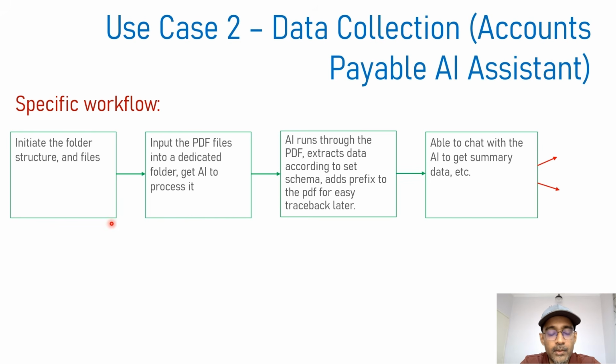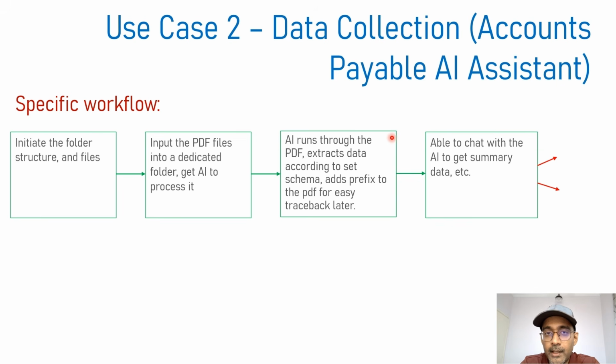Okay, so the workflow is this: AI can initiate again the folder structures and the data schema. Whatever data you want to collect, you can design it, and then there is a folder in the system. When you download and then put in the PDFs, in this video it will show you doing it in a manual way, but we can also do it in a way that you can extract automatically from emails as well. That can be done as well.